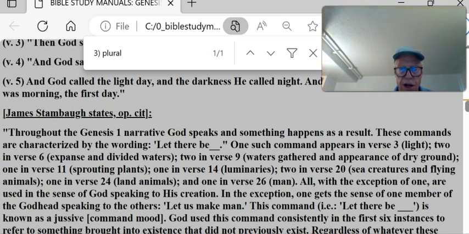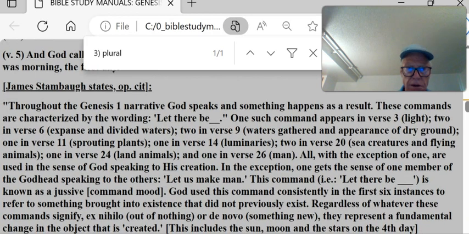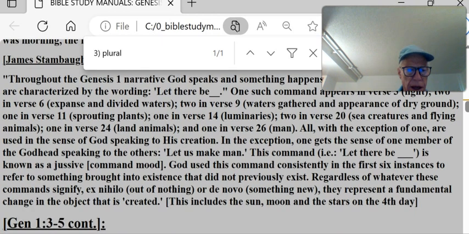Two, stars and suns and so on. Two in verse 20, sea creatures and flying animals. One in verse 24, land animals. And one in verse 26, man. All, with the exception of one, are used in the sense of God speaking to his creation. In the exception, one gets the sense of one member of the Godhead speaking to the other: "Let us make man." This command, "let there be," is known as the jussive or command mood.